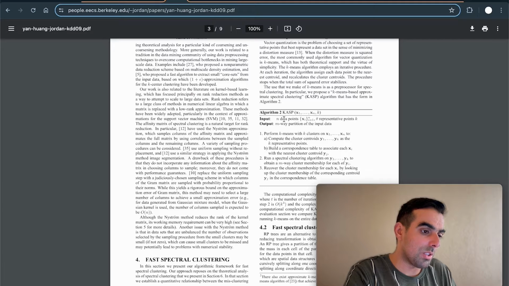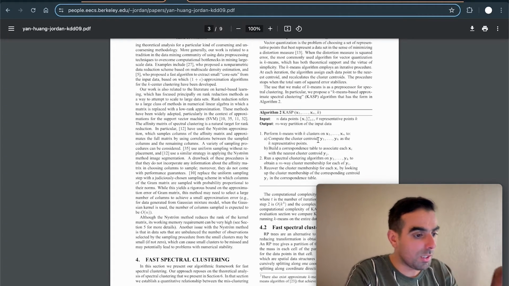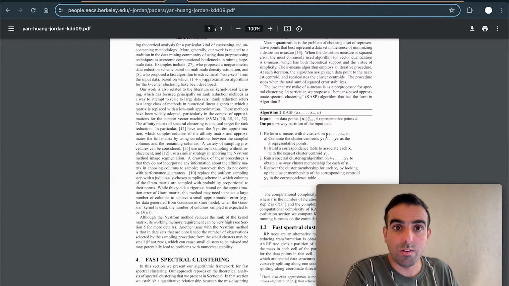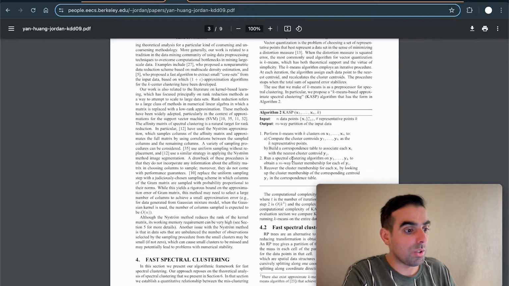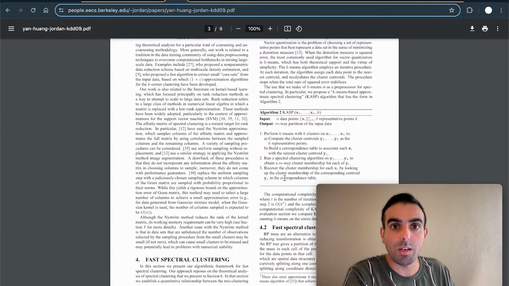Here they are suggesting performing k-means on all the points in the dataset, from x1 all the way to xn, and getting k centroids, from y1 all the way to yk. Performing spectral clustering won't take place on the whole dataset. It will take place on the centroids. And after you cluster the centroids, you recover the cluster membership for each xi by looking up the cluster membership of the corresponding centroid yj in the correspondence table.